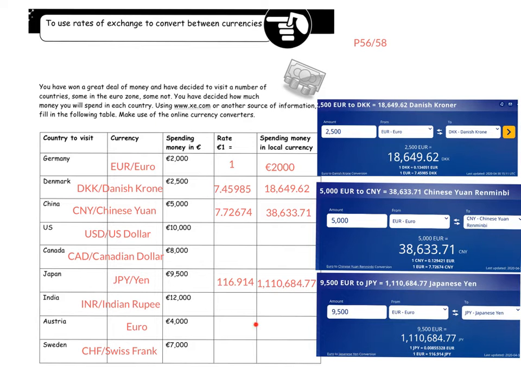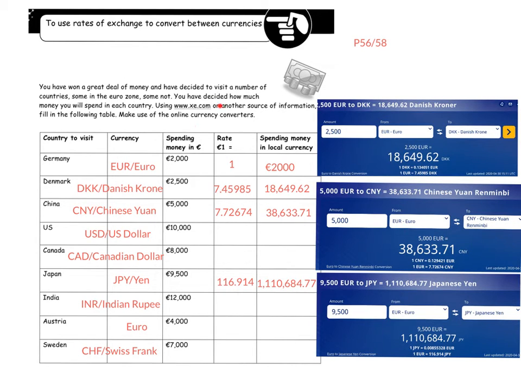First of all, let's look at the table. Here we have countries we want to visit, and we need to be able to convert between currencies basically. So the first column we need to fill in is the currency in these countries. Okay, so you can copy them. Then we have money to spend, we have euro, and we need to convert this amount of money, euro, into the given currencies. Okay, I picked a few examples and you can just copy them and try to fill in the rest.